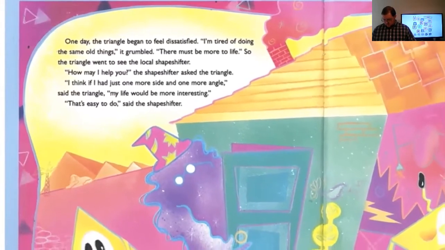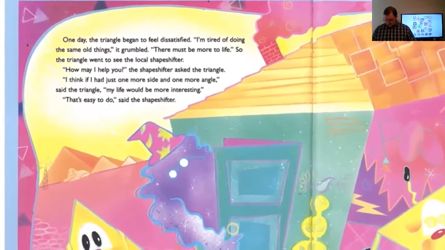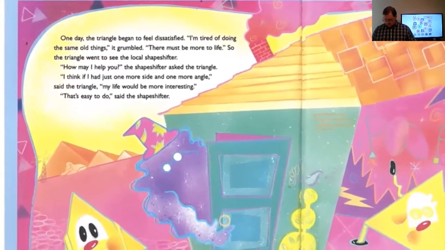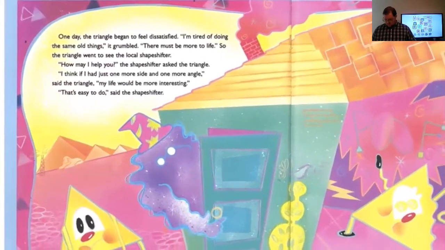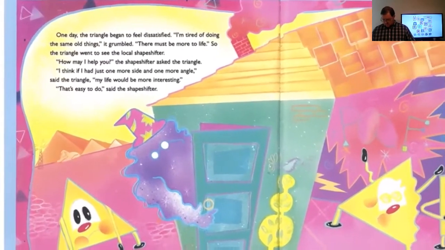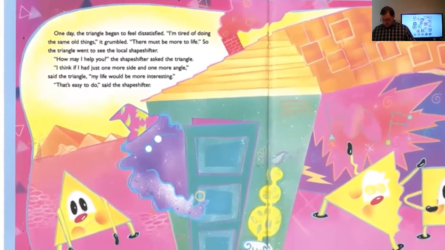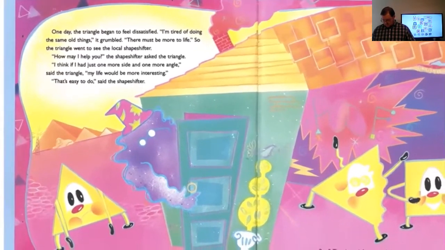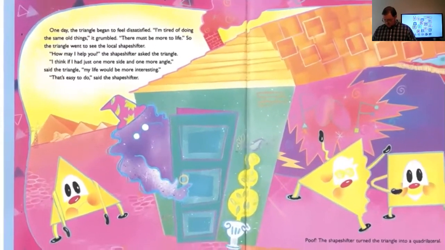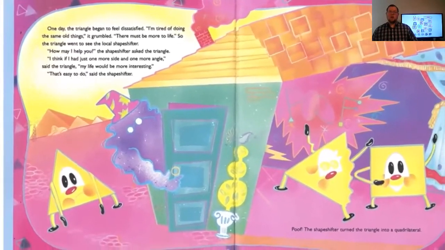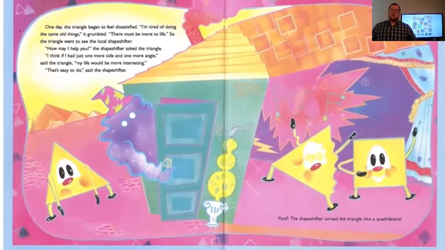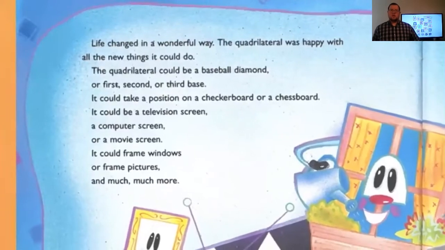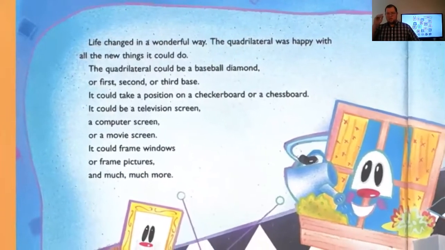I think if I just had one more side and one more angle, said the triangle, my life would be more interesting. That's easy to do, said the shapeshifter. Poof! The shapeshifter turned the triangle into a quadrilateral. Life changed in a wonderful way.